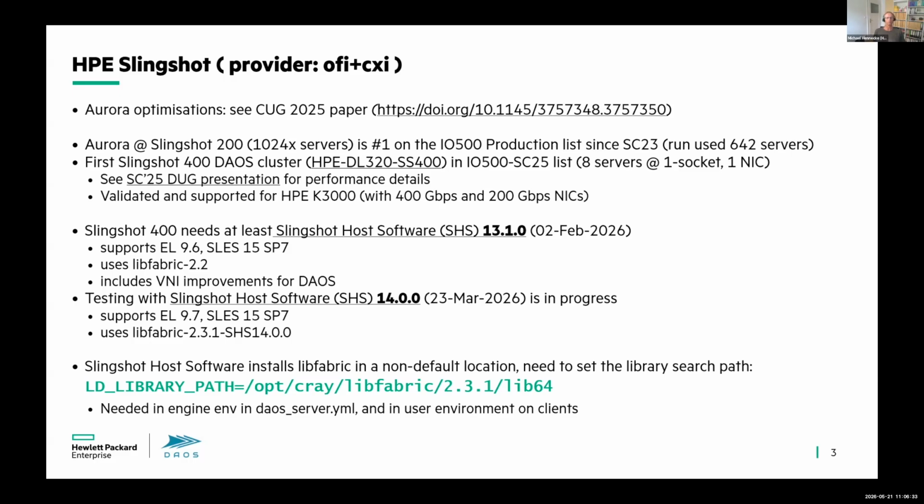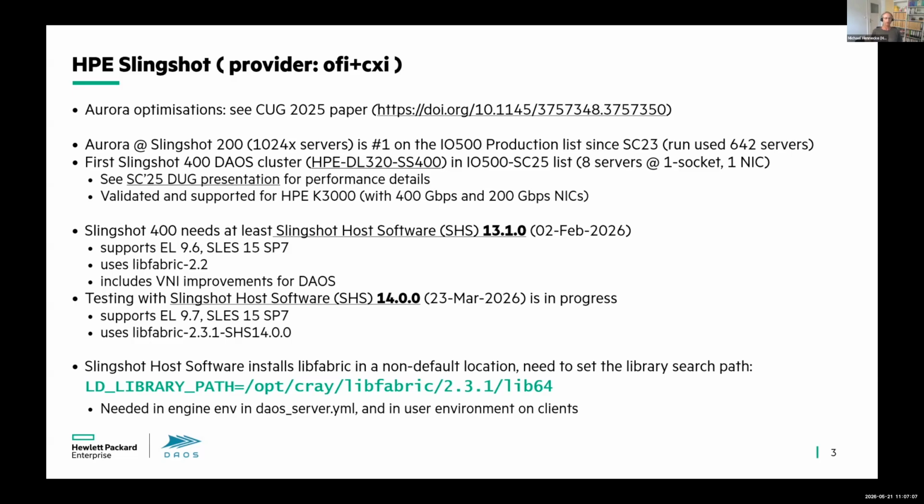You can look at the presentations from November if you're interested. In terms of software releases, on that machine, we have done pretty much all of our validation with the Slingshot host stack 13.1, which uses libfabric 2.2. It supports /15 SP7 and EL9 until 9.6. And that level also did include a lot of the VNI improvements that the Slingshot team has worked on to enable DAOS, essentially. And I believe in the Argonne context, there was a lot of conversation about that functionality as well.